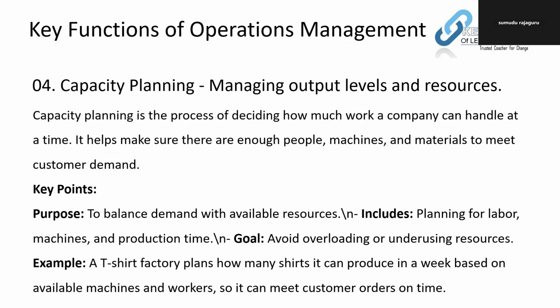Then we have to think about capacity planning. That is also one of the key functions of operation management. Capacity planning means managing output levels and resources. Capacity planning is the process of deciding how much work a company can handle at a time. It helps make sure there are enough people, machines, and material to meet customer demand.